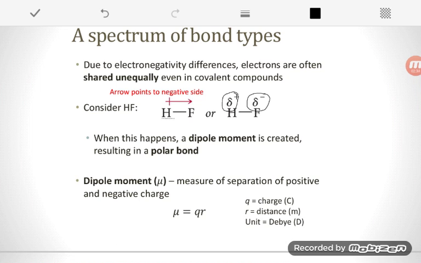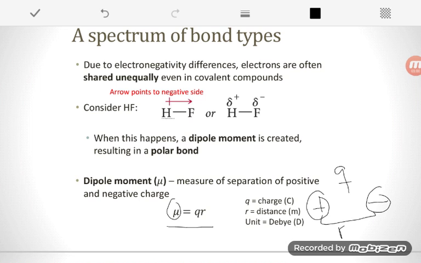When this happens, when you have this unequal sharing, this creates a dipole moment. Dipole moment, very simple, given by this equation down here, is a measure of separating positive and negative charge, a measure of how big that separation is. So if you have a positive charge and a negative charge, you measure the distance between them, that's R, and then you measure the difference in the charge, that's Q, you multiply them together and you get your dipole moment. That's usually measured in units of debye.